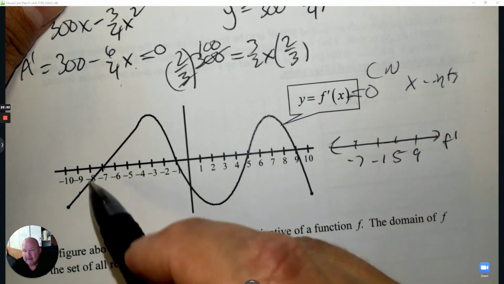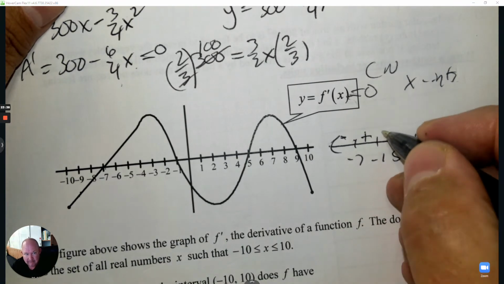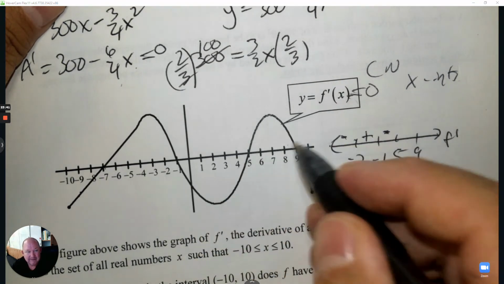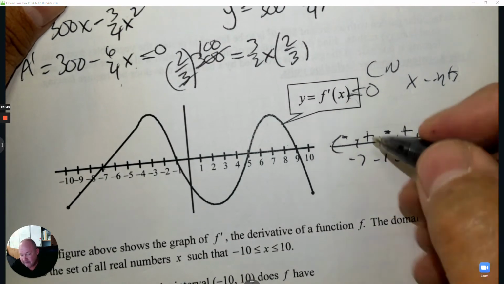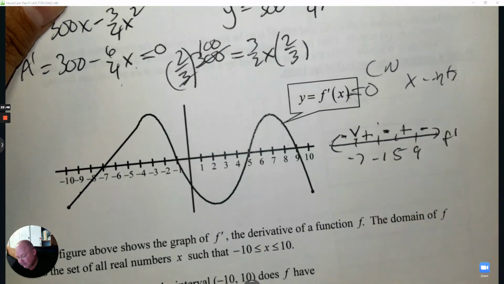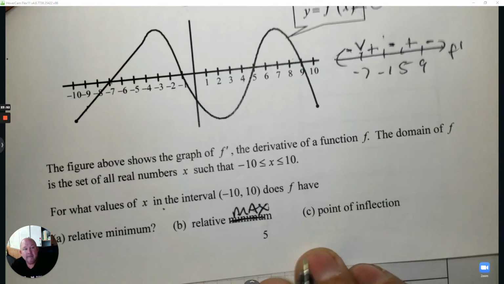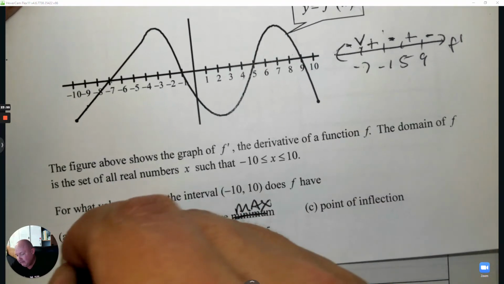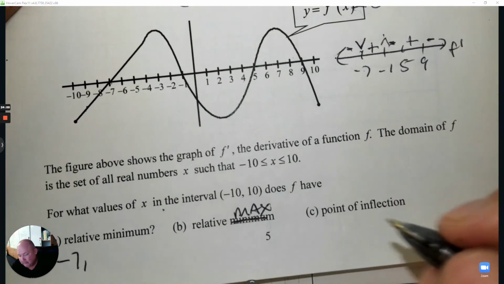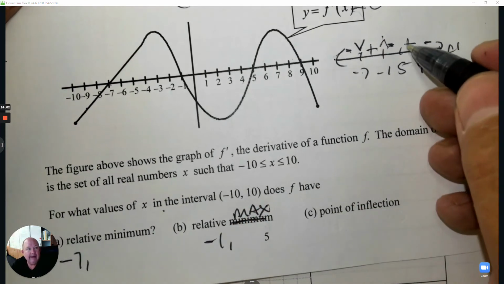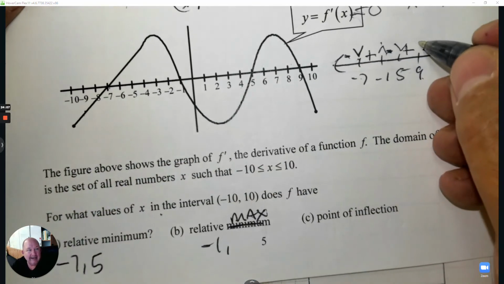And then, is it below or above? So the first part is below, then above, then below, then above, and then it ends off below. So those are the signs for the derivative. So when it says, where is there a minimum? This is a typo. This should say maximum. So at negative 7 is a minimum. At negative 1 is a maximum. At 5 is a minimum. And at 9 is a maximum.